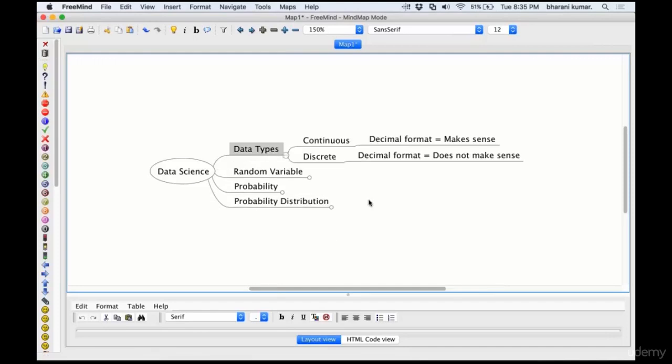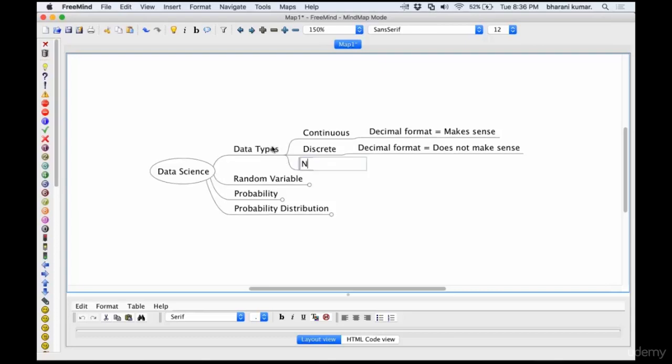We have started off discussing the data types. We predominantly have two data types, which are continuous and discrete. If we can represent something in decimal format, and if it makes sense, that is continuous data. If we represent something in decimal format and it does not make sense, for example, number of laptops, I can say I have one laptop, or I can say I have two laptops. I cannot say I have 1.5 laptops, right? It does not make sense. Such data would be classified as discrete data.